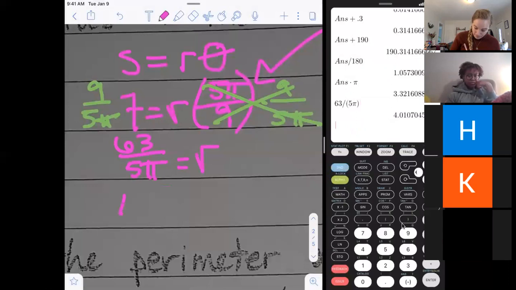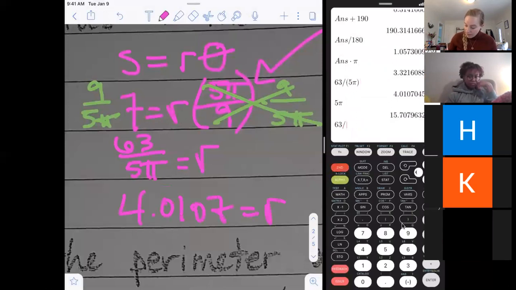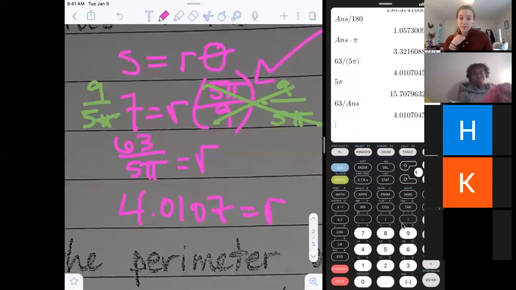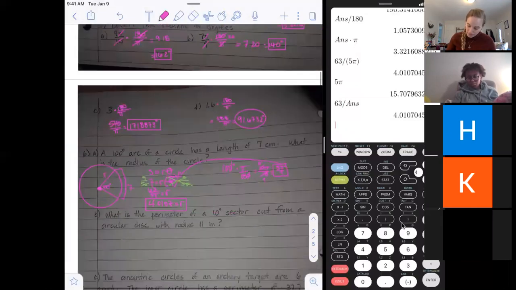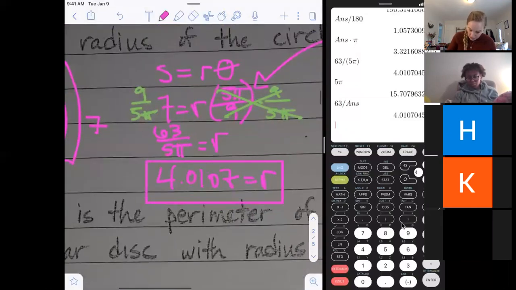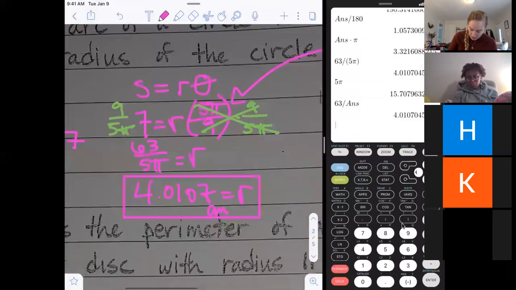4.0107. The other way you could have done it was to calculate 5 pi separately and then do 63 divided by that number. That would give you the same thing. If you got something else, it took it as 63 divided by 5 and then times pi. I don't think I told you if this was inches or centimeters, so we're just going to leave it as 4.0107. Oh, centimeters. It did tell us. Centimeters.